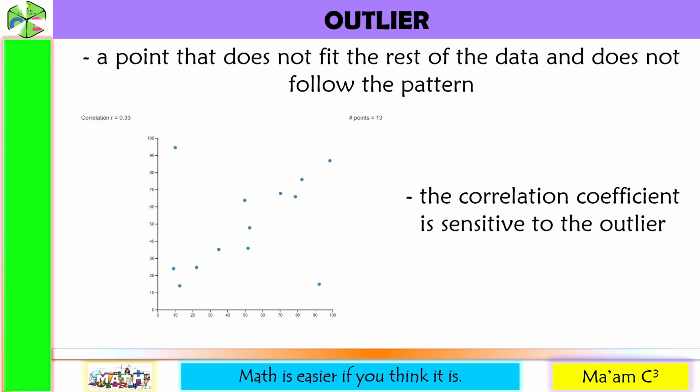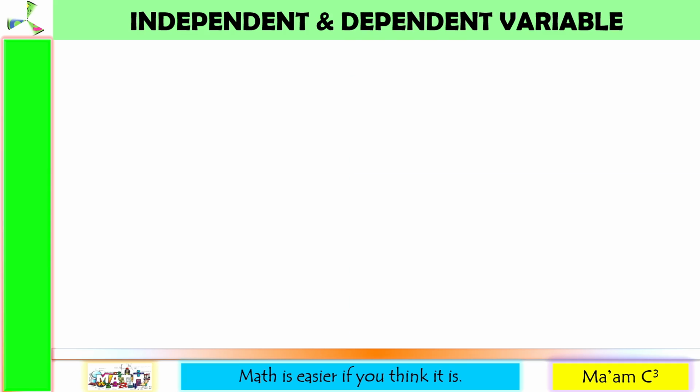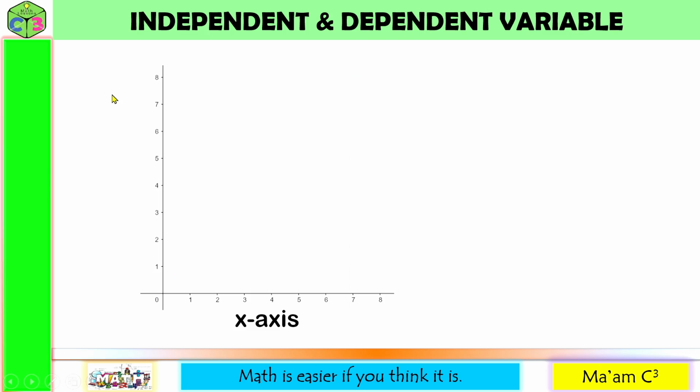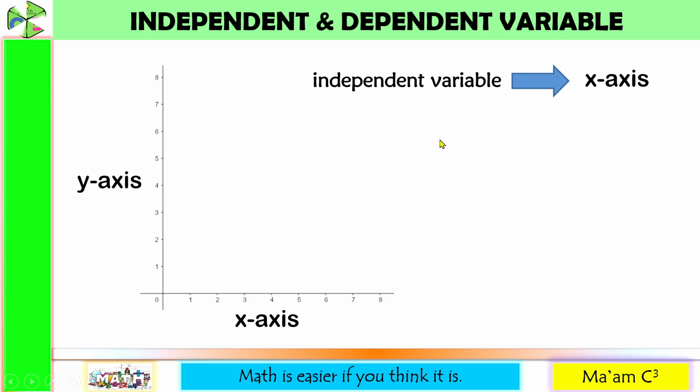When you are plotting the points on the Cartesian plane, it is important that you know which is the independent and dependent variable. So here is a Cartesian plane. We know that this is the x-axis, while this one is the y-axis. The independent variable is always plotted to the x-axis, while the dependent variable is plotted along the y-axis.